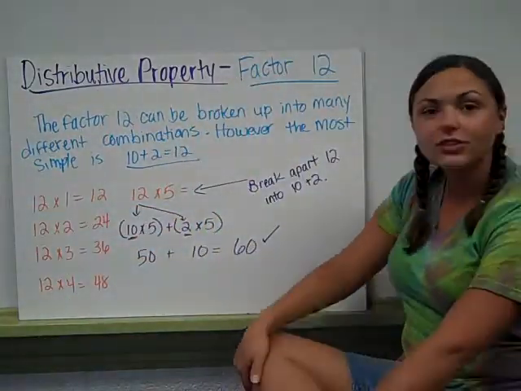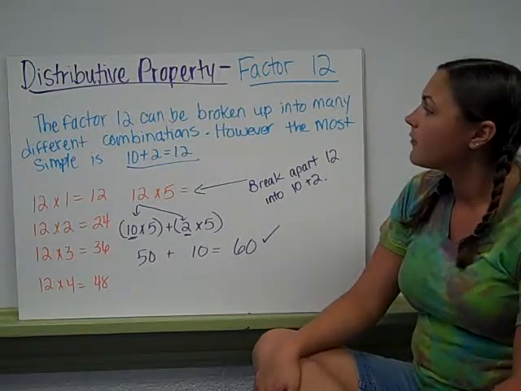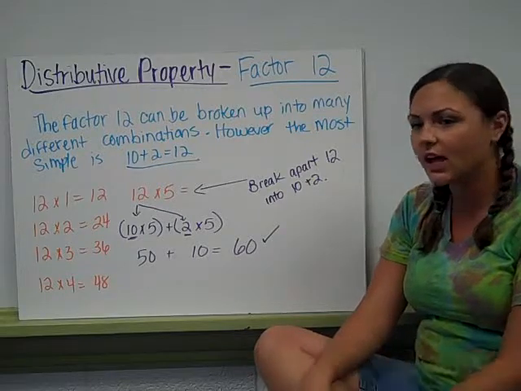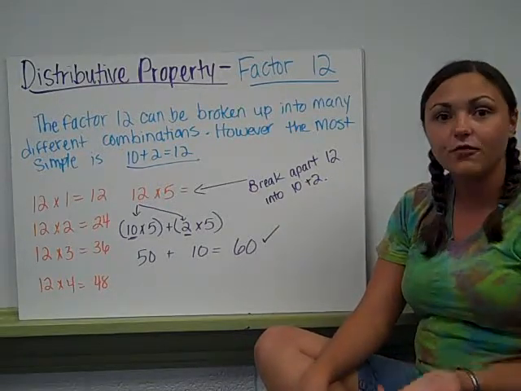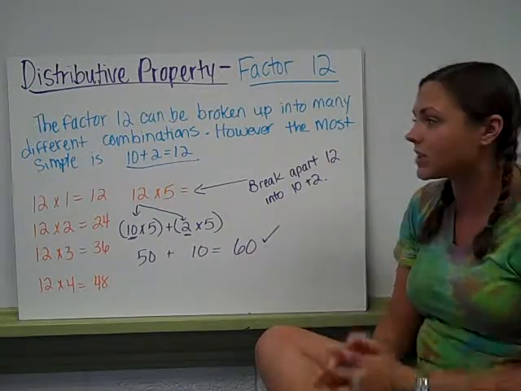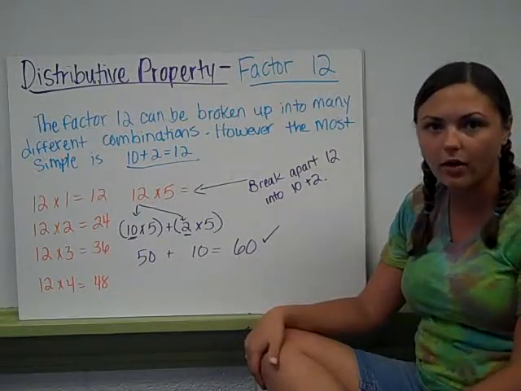All right, the factor of 12. The factor of 12 is really fun because 12 can actually be broken up in so many ways: 1 and 11, 2 and 10, 3 and 9, 4 and 8, 6 and 6, 7 and 5. I mean, it can keep going. I could go on and do a whole video about how to break up 12.